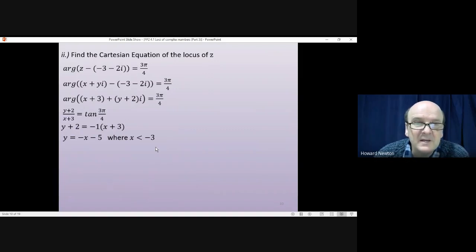Now it is just a half line, so we do need to say that x has to be less than minus 3. It can't actually equal minus 3, but it can be any value less than minus 3.